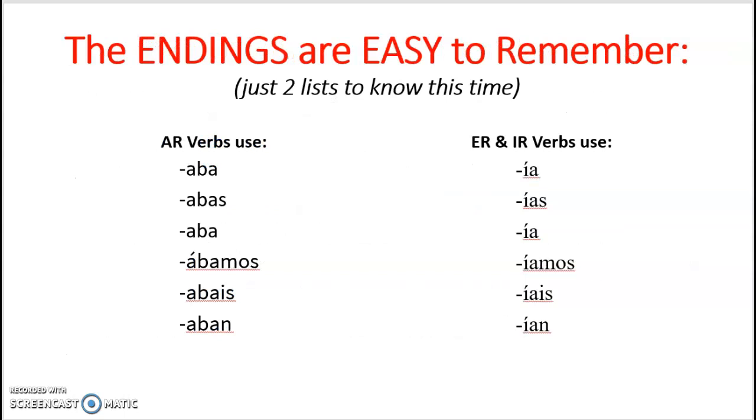Now, it's easy to remember. You just have two ending lists. You've seen them before. AR verbs need aba, abas, aba, abamos, abais, aban. And ER and IR verbs use ía, ías, ía, íamos, íais, ían.